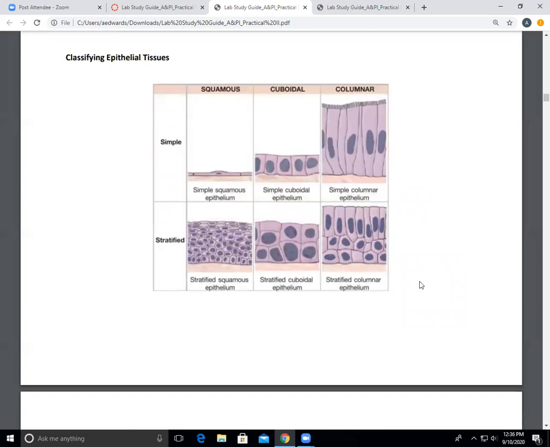So for epithelial tissues, you can classify them by the number of layers and the shape of the cells. If there's one layer, it's simple epithelium. If there are multiple layers, it's stratified. One layer simple, multiple layers stratified. Now for shape, you look at the shape of the cell facing the apical surface.